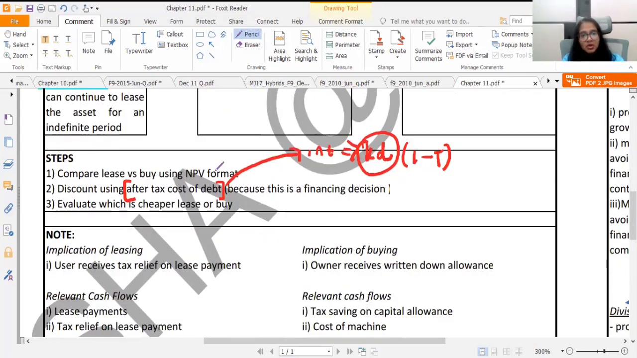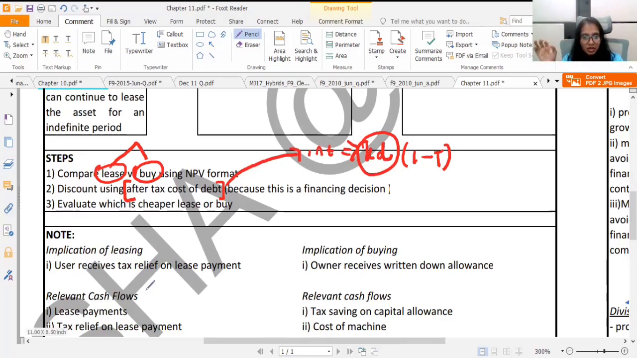And finally, once you have calculated the NPV for leasing and the NPV for buying, then you choose which one the cost is the cheapest. Okay, so how to do this question, I will teach you in a bit. I don't want to talk too much, because if I talk too much it might be a little bit confusing. So I will continue with putting up the formats and explaining it in more detail for you.